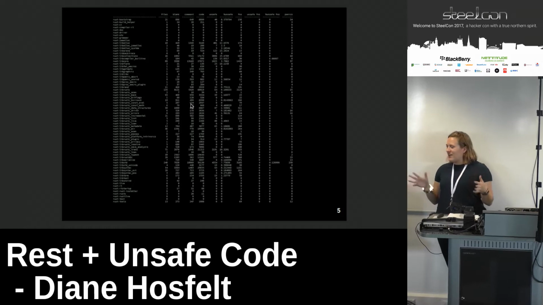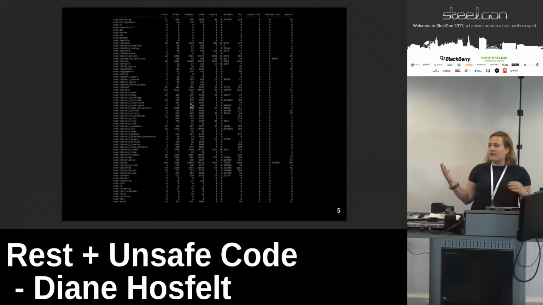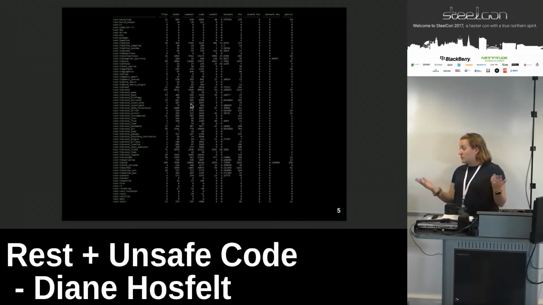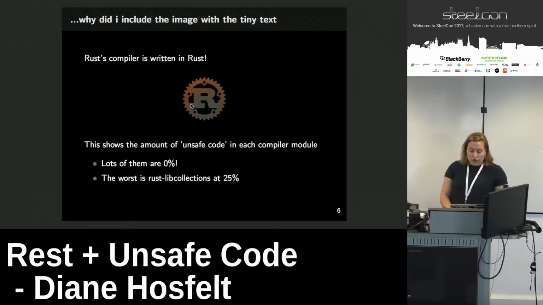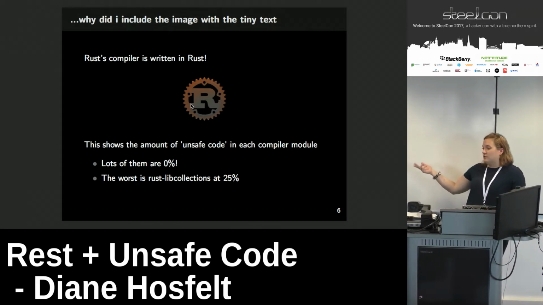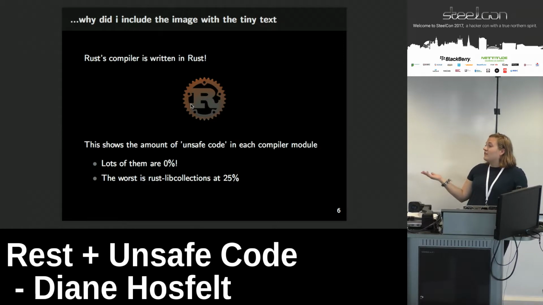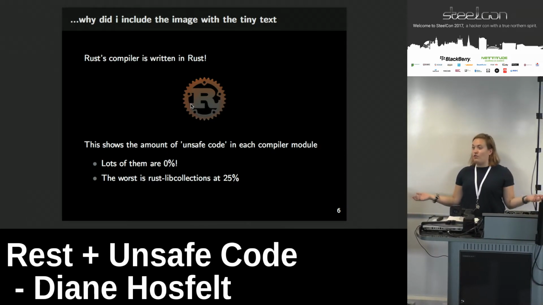And those can be kind of dangerous when you use them. They aren't going to lead to undefined behavior, but they will terminate your program unexpectedly. So this shows the amount of unsafe code in all the compiler modules. A lot of them are 0, so that's good. That means that the Rust compiler is theoretically pretty decent Rust code.